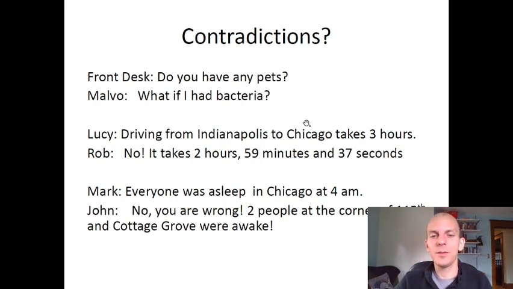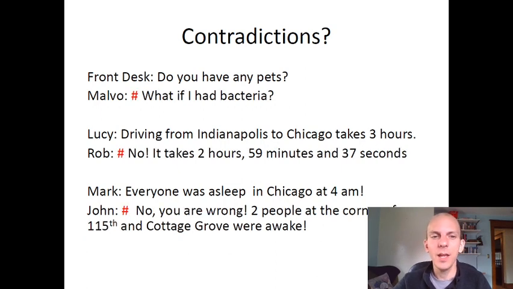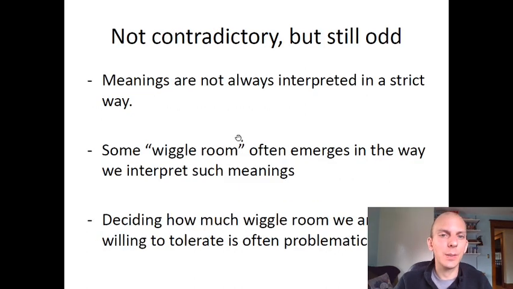Or, right, if you say everybody was asleep in Chicago at 4 a.m., somebody says, like, no, you're wrong. There's 2 people that are awake at this certain spot, right? Like, we don't care about that kind of stuff. So there's a sense in which these are all kind of pragmatically odd sentences, yeah. You saw the oddness of the Malvo one, and we can get the oddness from these ones as well. They're not contradictory, actually, right?